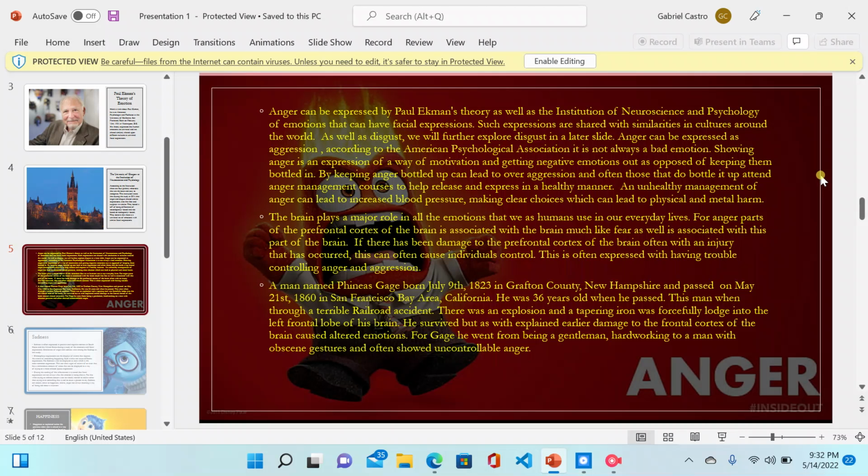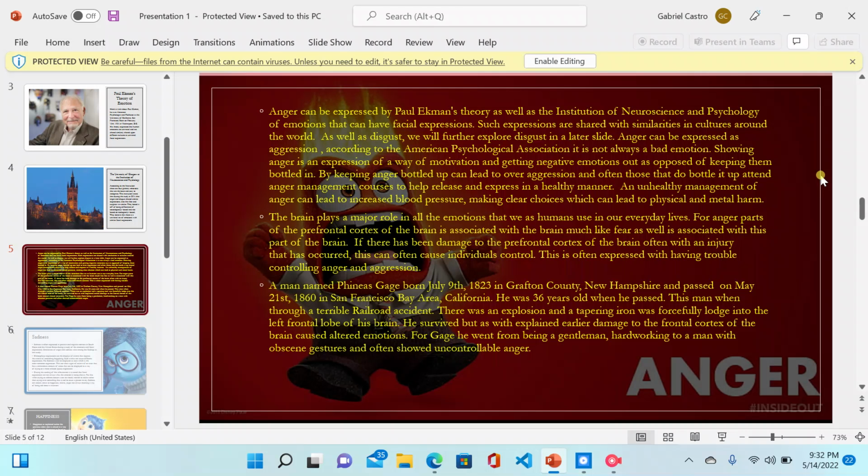An unhealthy management of anger can lead to increased blood pressure and making unclear choices, which can lead to physical and mental harm. The brain plays a major role in all emotions that we as humans use in our everyday lives. For anger, parts of the prefrontal cortex of the brain are involved, much like fear is also associated with the prefrontal cortex, but we'll get to that on a later slide.